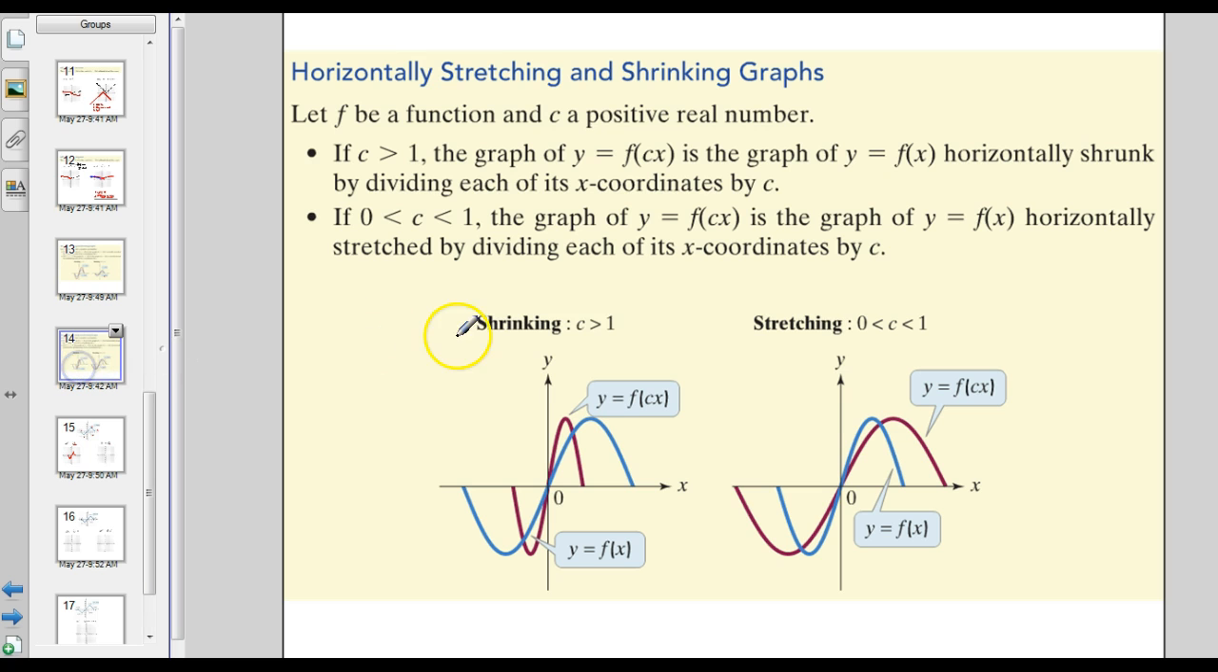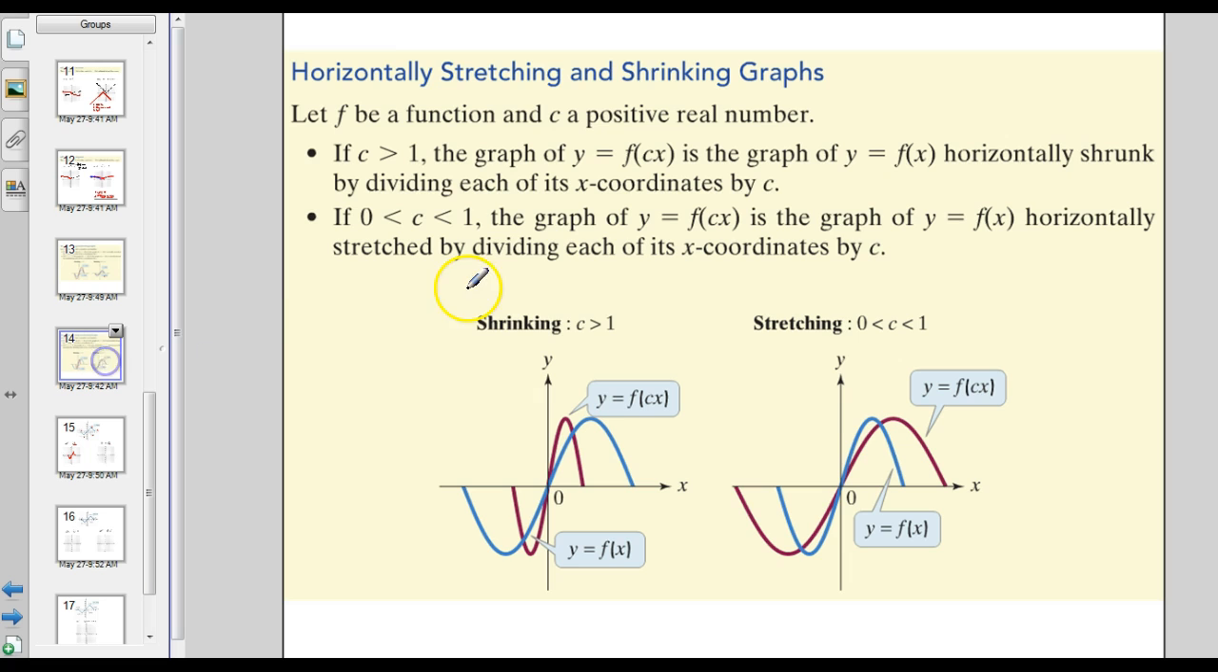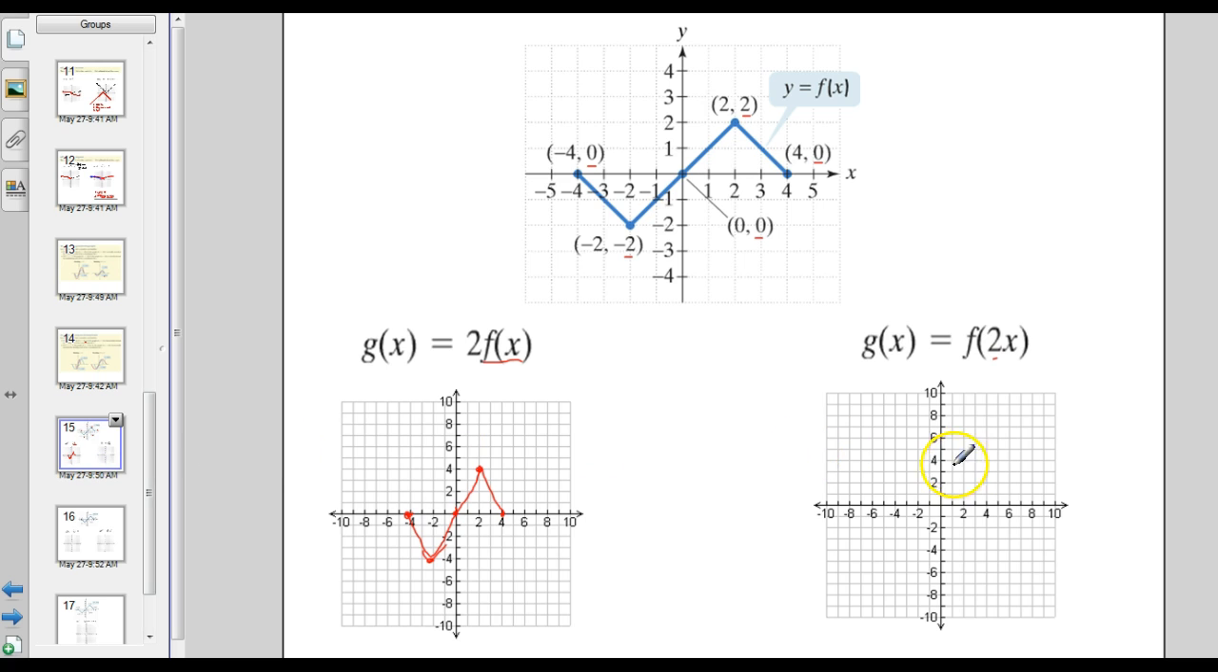If you go back and look, if the number that you're multiplying by is bigger than 1, and it is, and that number you're multiplying by is inside parentheses before you do whatever the function is, f, then it compresses everything in. So what that basically means is all of these x coordinates, now I'm going to switch to blue, all of these x coordinates are going to be half of what they originally were.